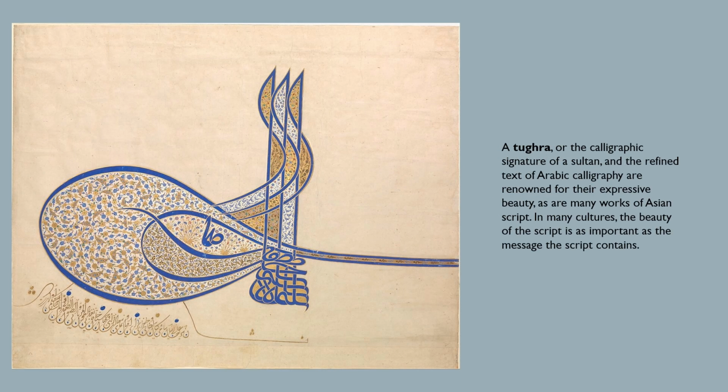So here we have a tugra, which is the calligraphic signature of a sultan. And so the refined text of Arabic calligraphy is renowned for its expressive beauty. And also Asian script is known for the same thing. Chinese calligraphy work is amazing. So yes, in many cultures, the beauty of the script is just as important as the message the script contains.